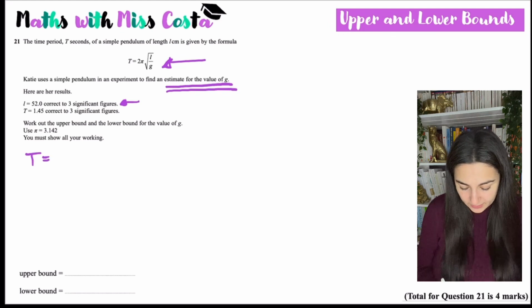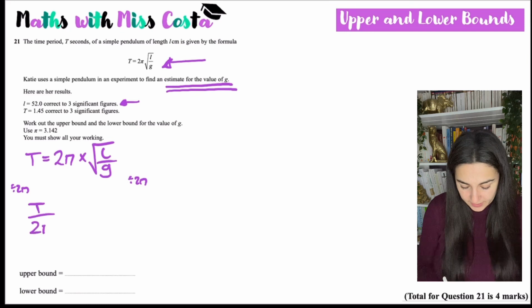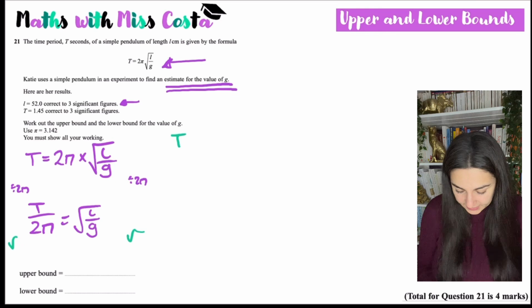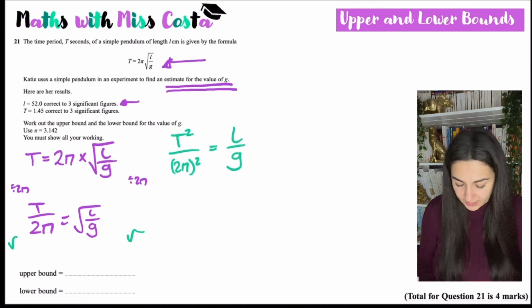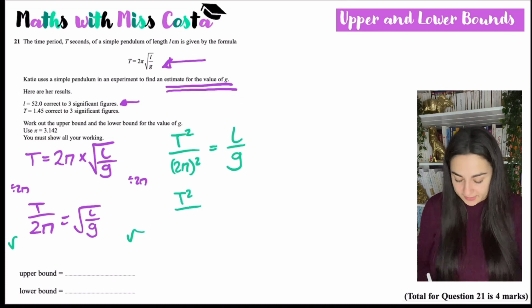So I've got t equals 2 pi times by the square root of L over G. First thing I could do is divide both sides by 2 pi. So t over 2 pi equals the square root of L over G. Now what I'm going to want to do is square both sides. So that would give me t squared over 2 pi squared equals L over G. Now 2 squared is 4, so that would leave me with t squared over 4 pi squared equals L over G.